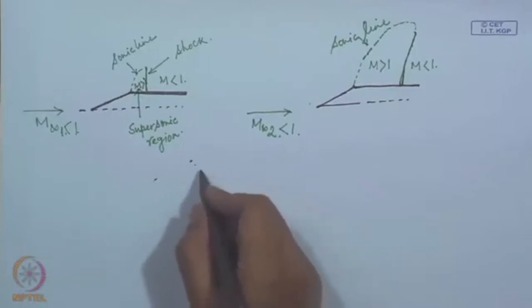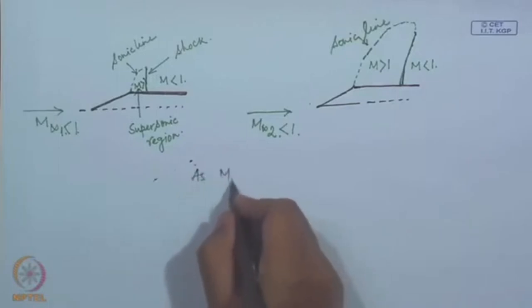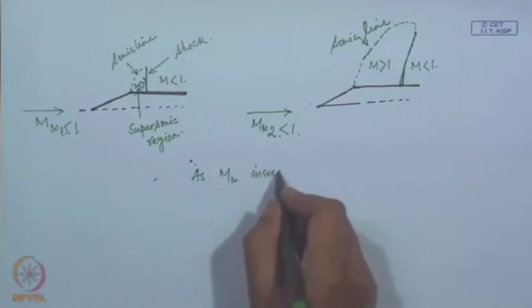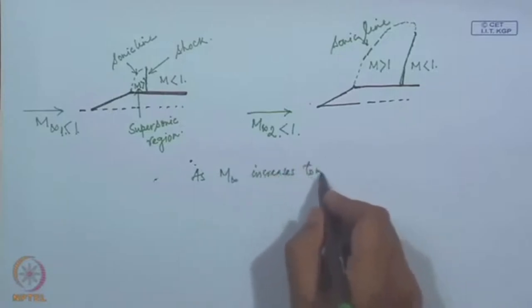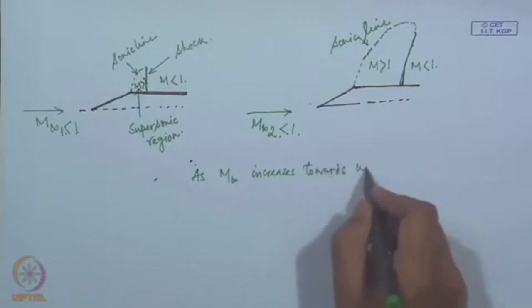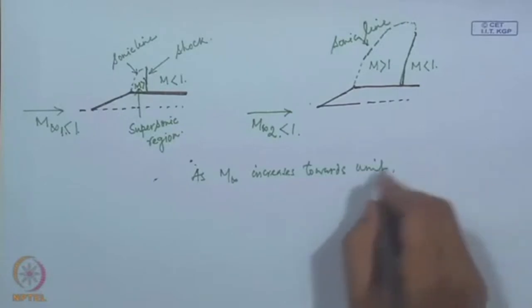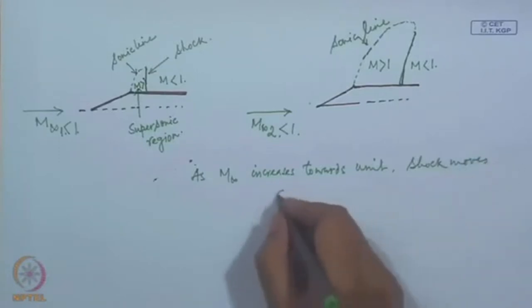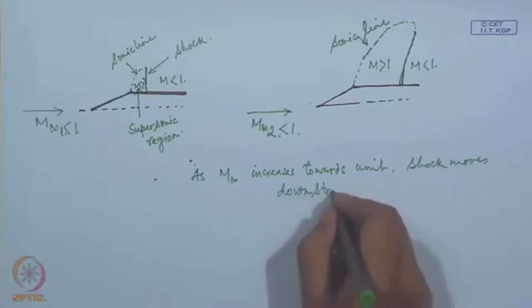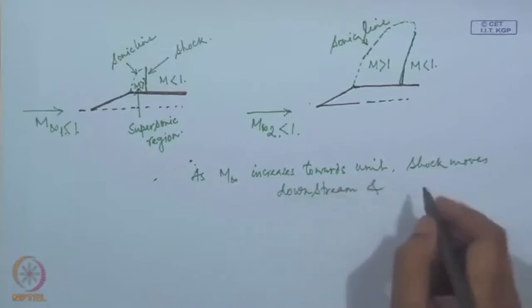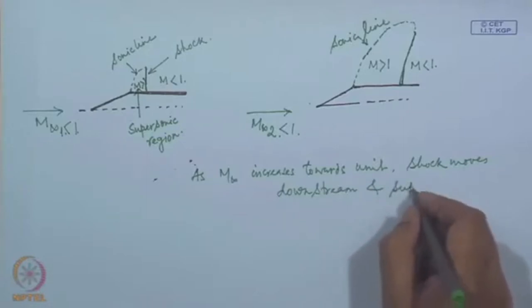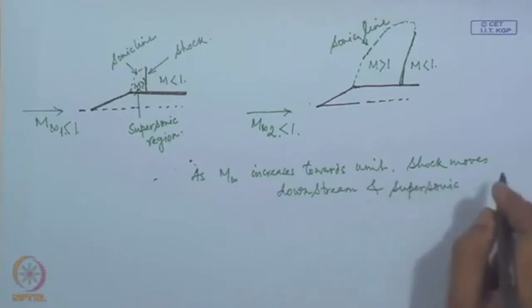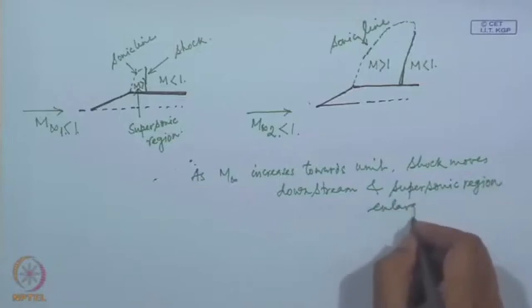So, as M infinity increases towards unity, the shock moves downstream and the supersonic region becomes larger and larger.